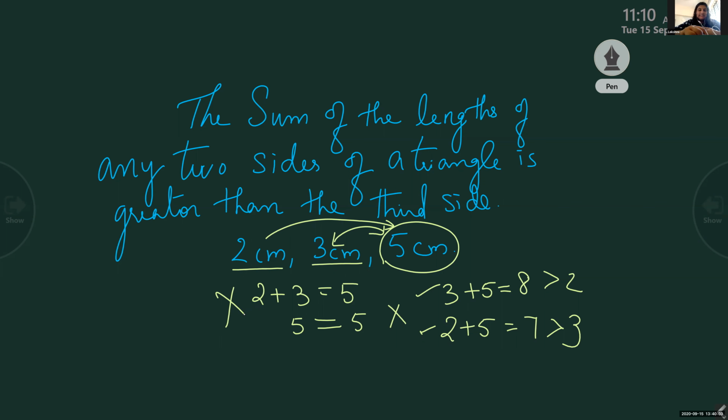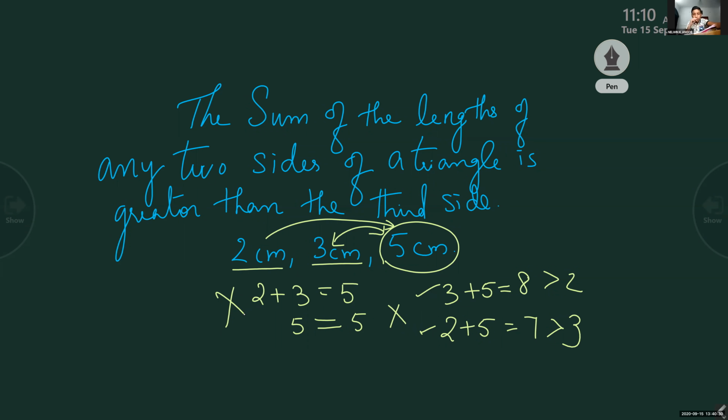Is it clear now? Yes, ma'am. Nobody said that they didn't understand. Is it clear now, Nelvin? Nelvin, hello. Nelvin, did you understand now? Yes, ma'am, I understood.